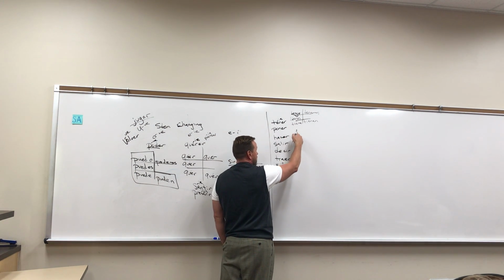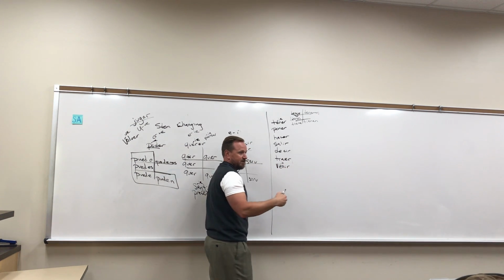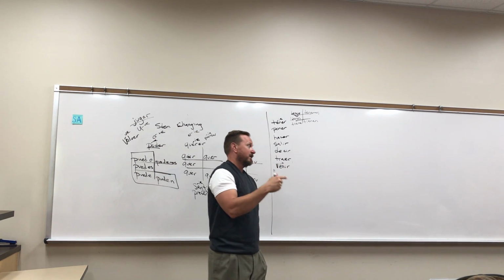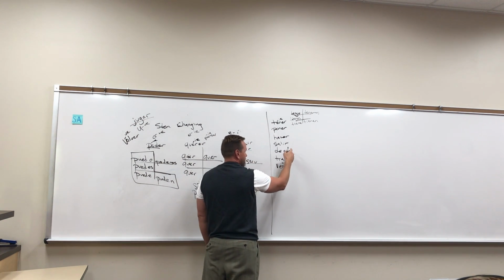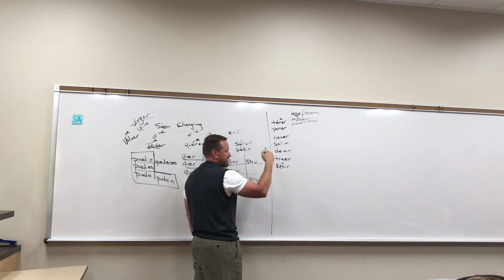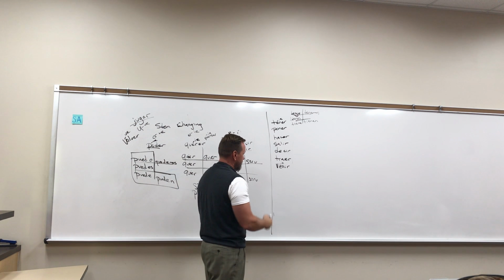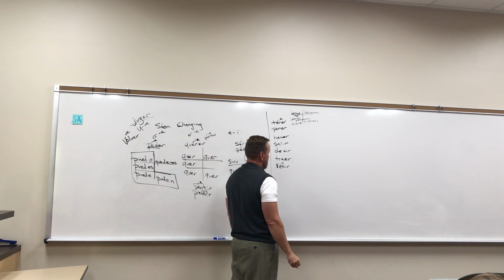Hacer is going to be hago, but then haces, hace, hacemos, hacen. Salir is salgo, but then it's regular. So it's only irregular in the yo form present tense. Traer is traigo, then it's just traes, trae, traemos, traen. Venir, vengo, vienes, viene, venimos, vienen.